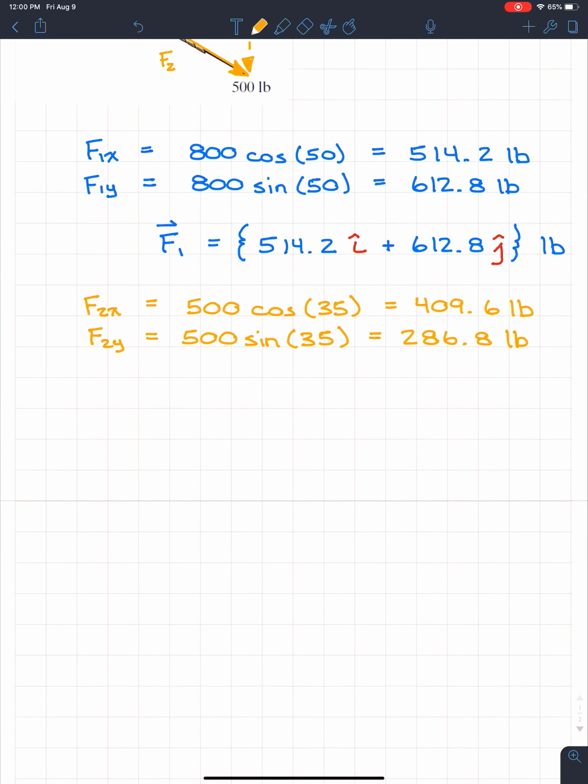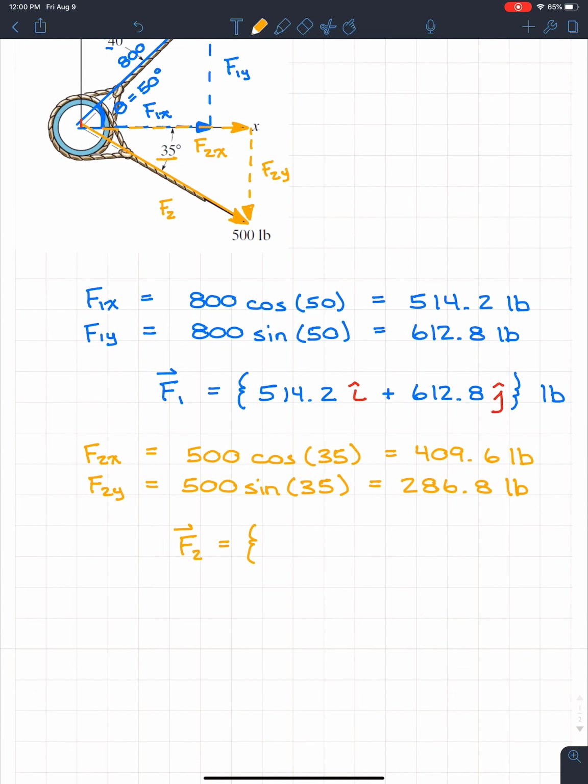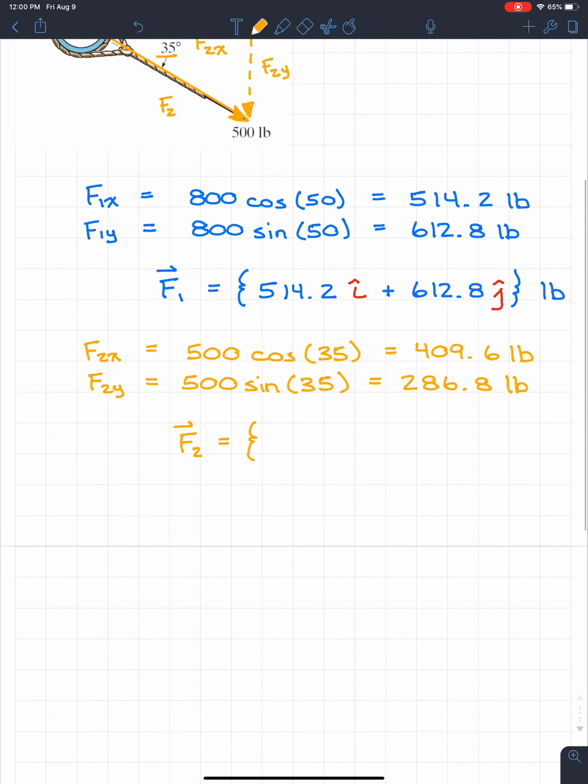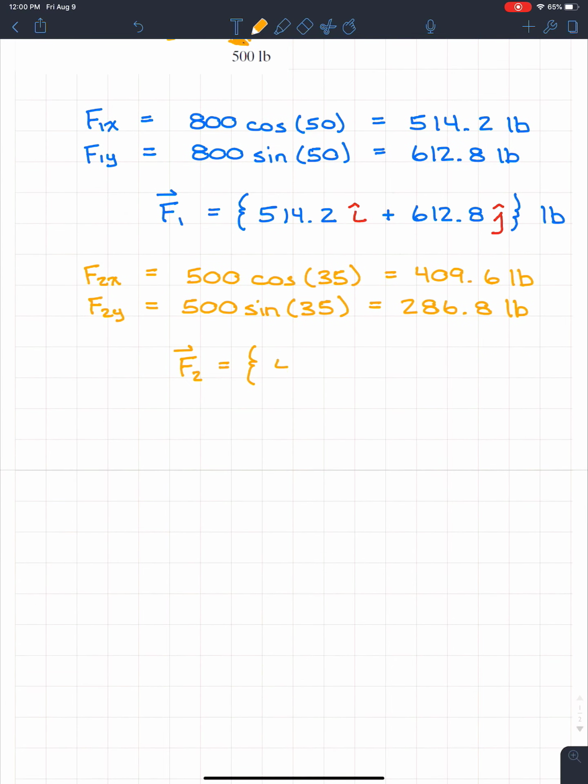So there's the component. What we can do now is say that F2, and since we're putting it in vector notation, put the arrow on top, it's going to be equal to squiggly brackets. This is where the intuition comes back. Let's look at our horizontal component. It's going to the right. Therefore, it's going to be a positive value. So we'll just say 409.6.